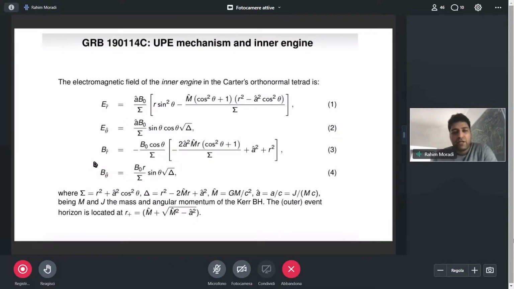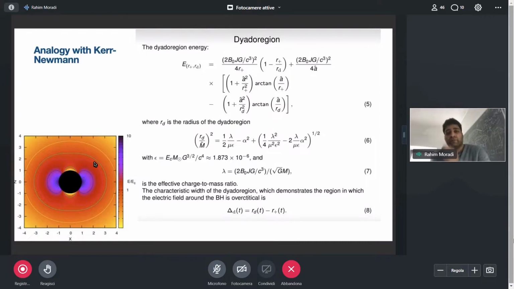So what is the story? Again, we have the same inner engine: the magnetic field and the rotating black hole inside the external magnetic field. In analogy with the Kerr-Newman black hole, the place where we have an over-critical field we call the diode region. The formula for the energy of the diode region has been calculated by Cherubini et al., if I'm not mistaken, in 2009. If we do the analogy with the Kerr-Newman black hole, instead of Q we work with 2B0J, and I will explain more about what the 2B0J is in terms of the charge of the black hole.